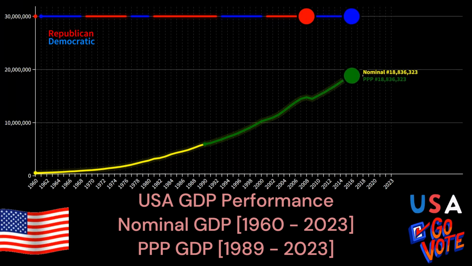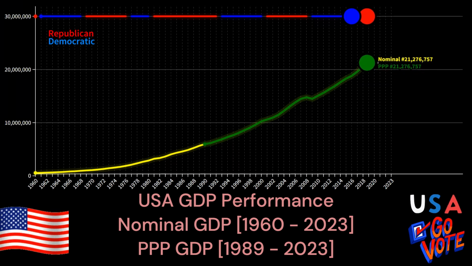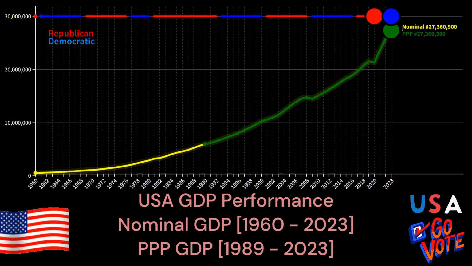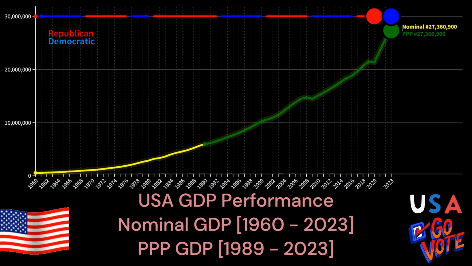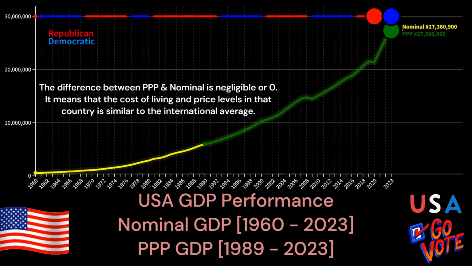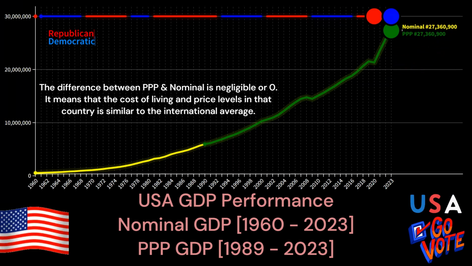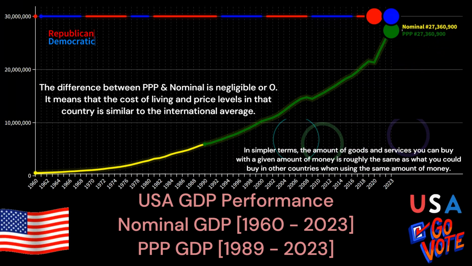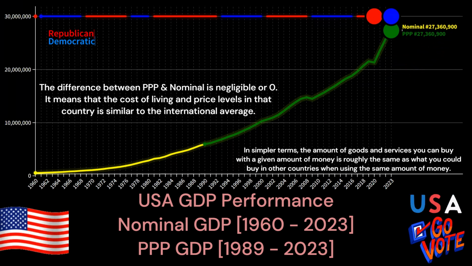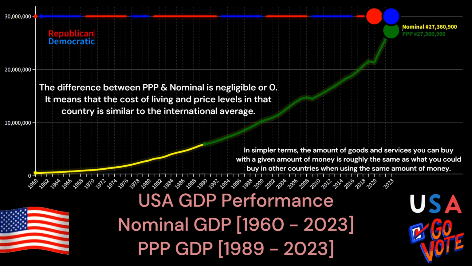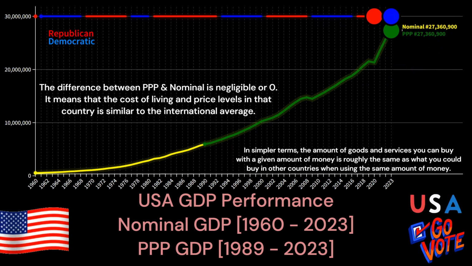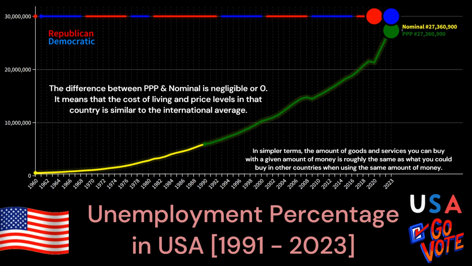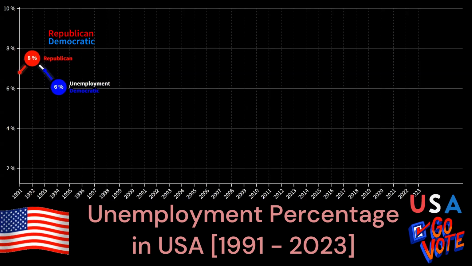However, it doesn't account for differences in the cost of living between countries, so it can be misleading when comparing living standards. Whereas purchasing power parity GDP, or PPP GDP, adjusts the GDP to reflect the cost of living and inflation rates in different countries. It shows what people can actually buy with their money in their own country. It's better for comparing the standard of living and economic well-being between countries. Hence, it provides a more accurate picture of economic strength and living standards.